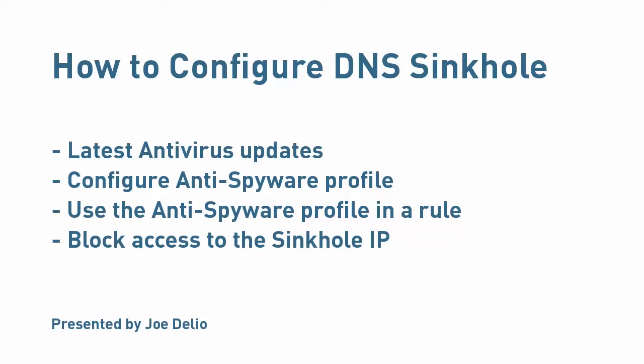Now, starting with PAN-OS 6.0, DNS Sinkhole is a new action that can be enabled in the anti-spyware profiles. Here are the steps that we need to go through in order to make sure this is configured properly. We need to make sure that the latest antivirus updates are installed on the Palo Alto Networks device. We need to configure the DNS Sinkhole protection inside of the anti-spyware profile. We need to place an anti-spyware profile in the outbound internet rule. Then we'd need to configure the security policy in order to block access to the IP address chosen inside the anti-spyware profile in step 2.